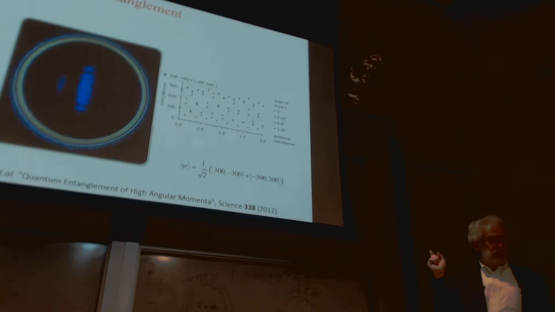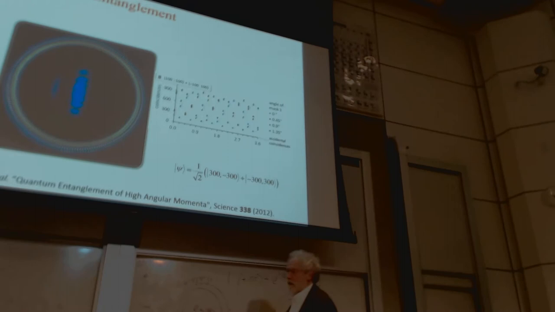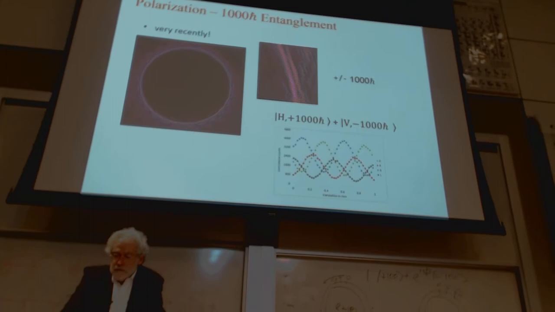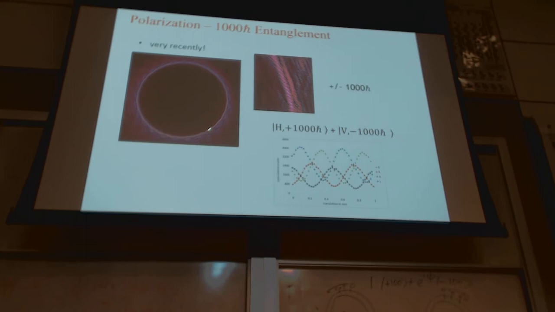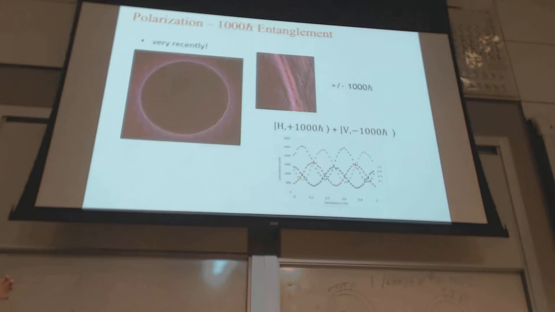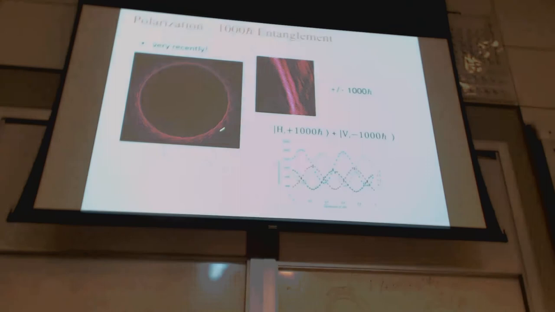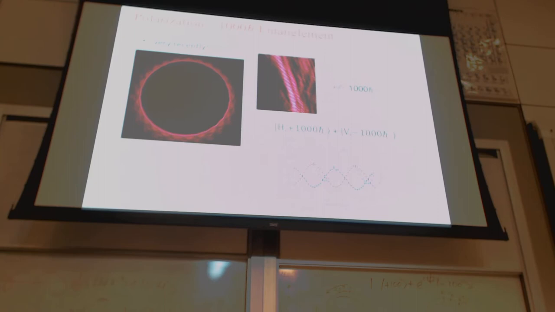So in that experiment, that's the paper, we were able to go up to plus 300, minus 300, and we're trying to go on to plus 1,000, minus 1,000. That's the picture of a superposition of plus 1,000, minus 1,000. You now run into problems with the spatial light modulators. They don't have a fine enough structure anymore. So we now have masks which are machined out of glass by a group in Australia.